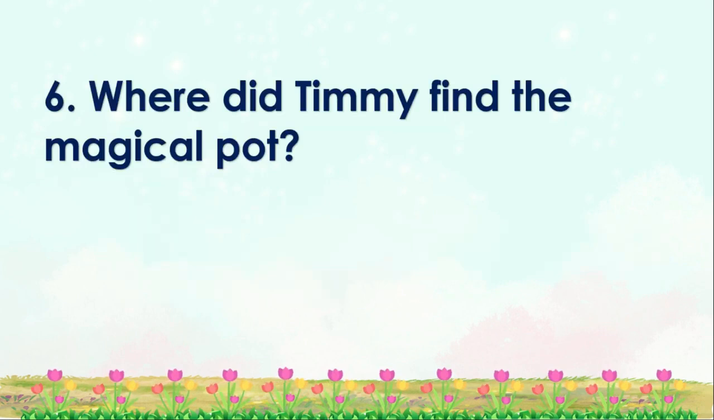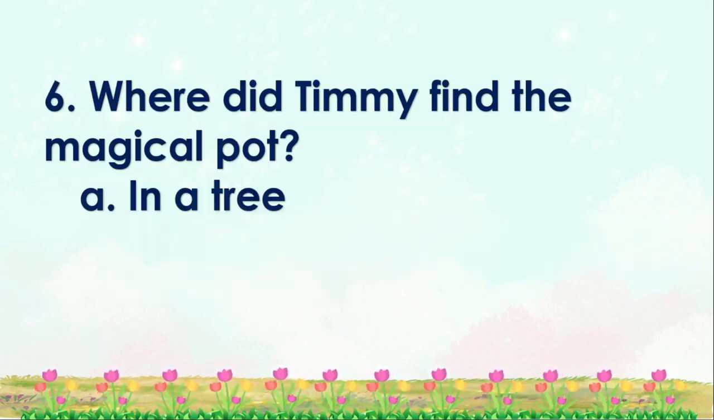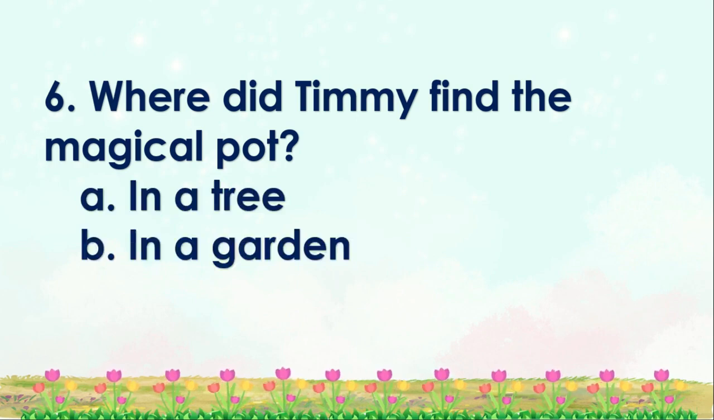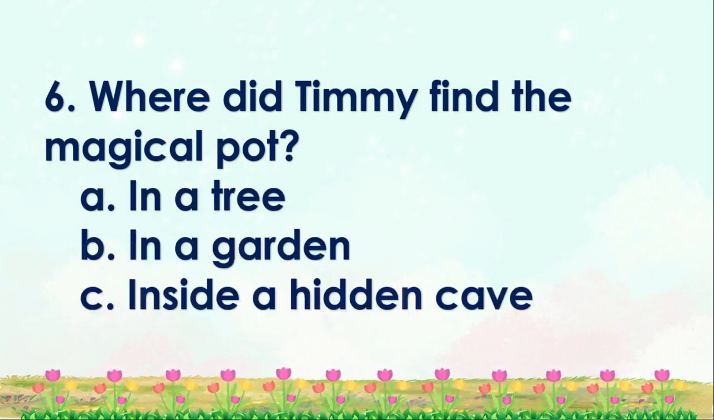Number 6. Where did Timmy find the magical pot? A. In a tree. B. In a garden. Or letter C. Inside a hidden cave. You're right. The correct answer is letter C. Inside a hidden cave.